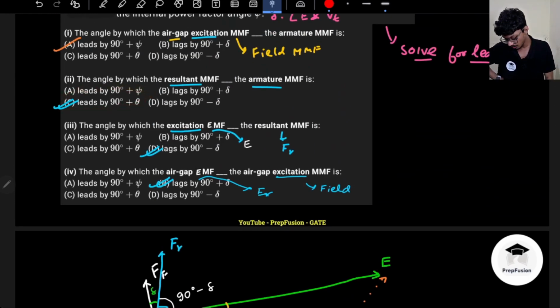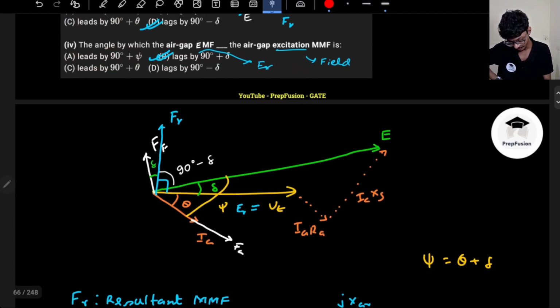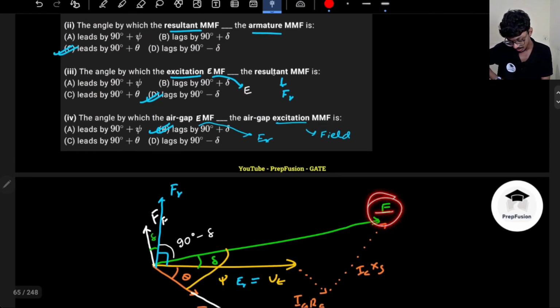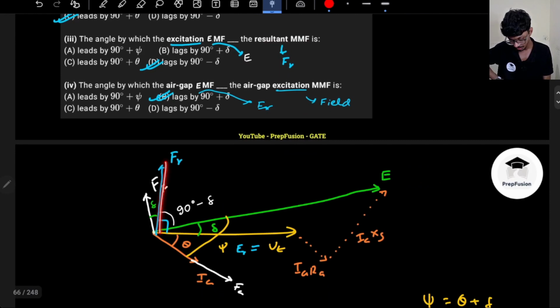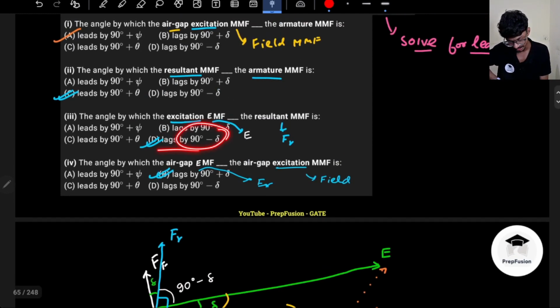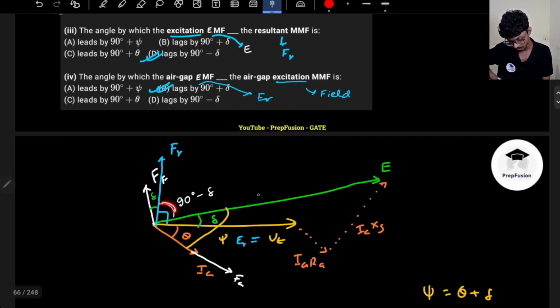Okay. Now coming back to the third one, the angle by which the excitation EMF... whenever this excitation term is there, they are talking about the field EMF, right? This one, and the resultant MMF is here. So this whole angle is basically 90 from the Vt, and this angle is delta. So how much will be this angle? 90 minus delta, right? And my field EMF will lag the resultant MMF by 90 minus delta. That's why it lags by 90 minus delta, because it is in the clockwise direction.